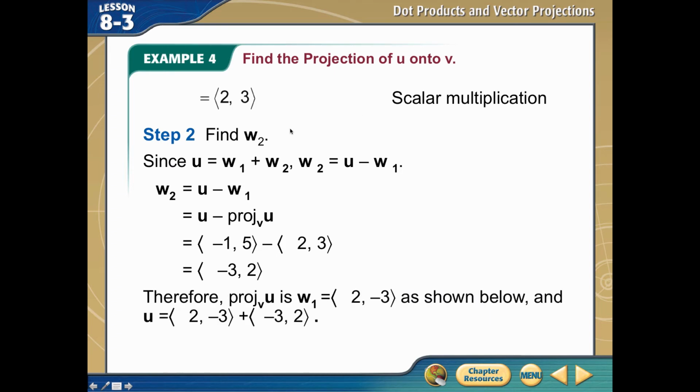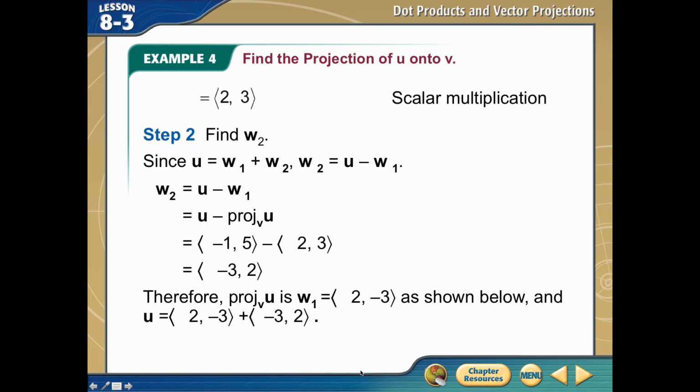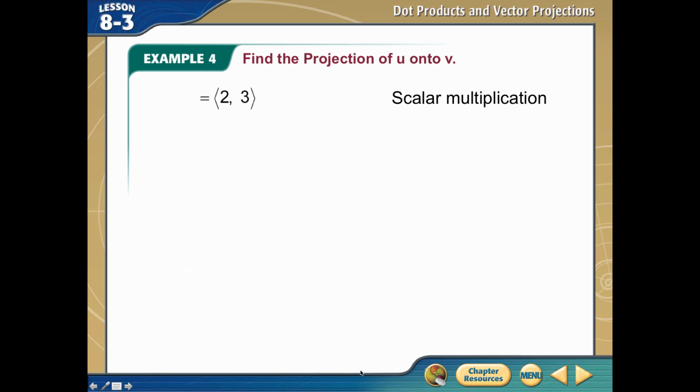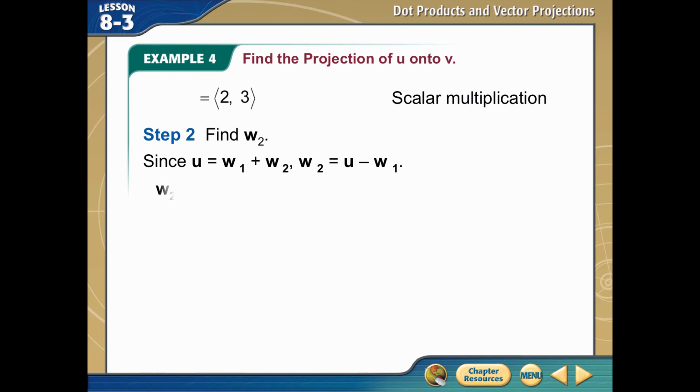So when you get down to it, the projection of u onto v is 2, 3. And then if you have to write u as a component of its projection and w2, u is 2, negative 3. Actually, it should be 2, 3. I'm going to go back a slide. Yes, it should be 2, 3, not 2, negative 3.